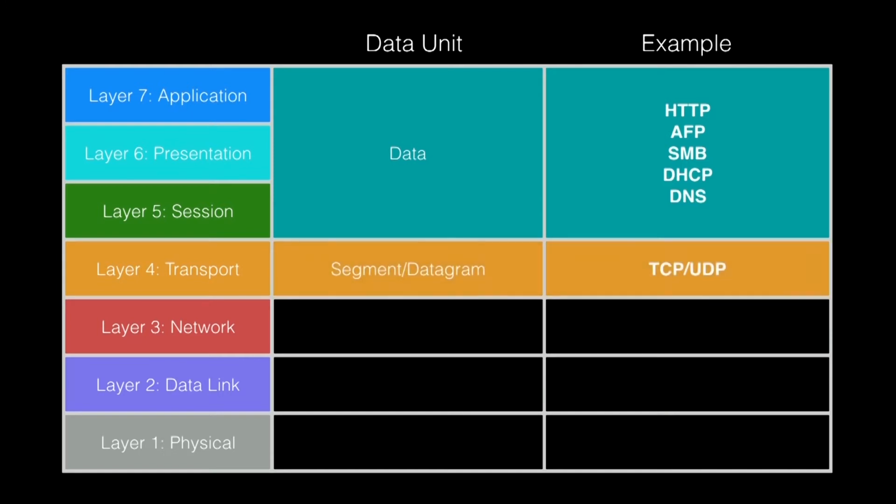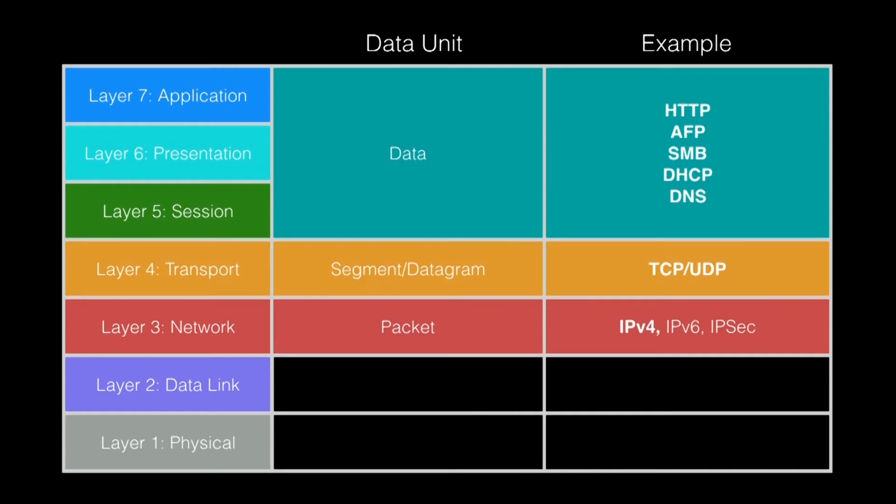The transport layer uses a data unit called a segment in the case of TCP, or a datagram in the case of UDP, which we'll talk a little bit more about later. And those are the 2 examples. You guys have seen those when you're working on a firewall. Pretty straightforward. Layer 3 is our network. That's where the packet layer's at. That's where we're routing things with IP addresses, whether it's IPv4, IPv6, IPsec tunnels.